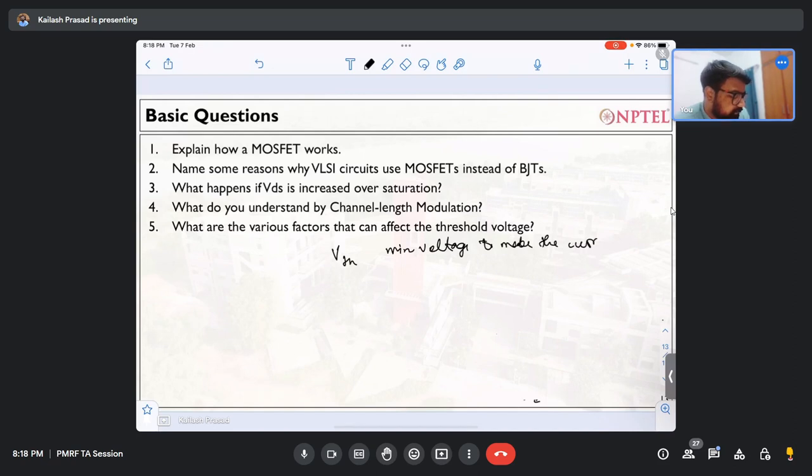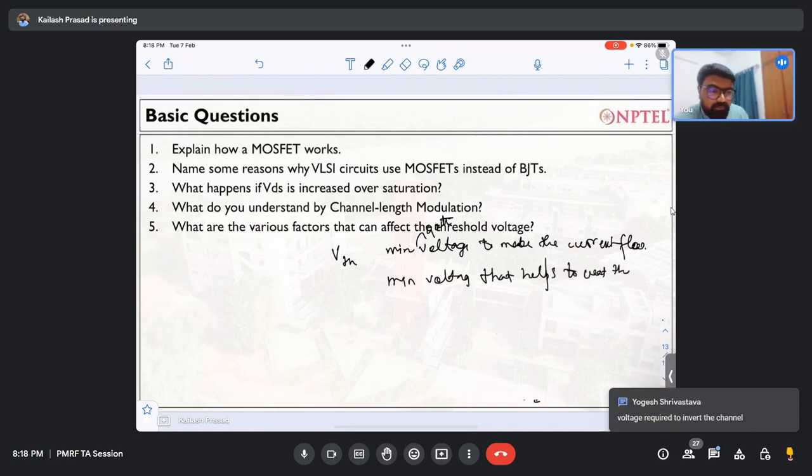Any other answer do we have? The minimum voltage that helps to create the inversion layer. Okay. Voltage required to invert the channel. Yeah.